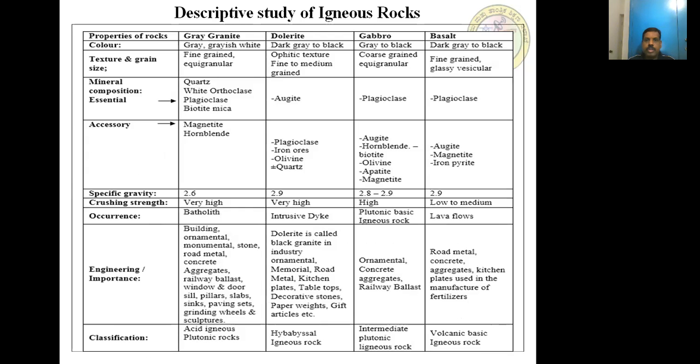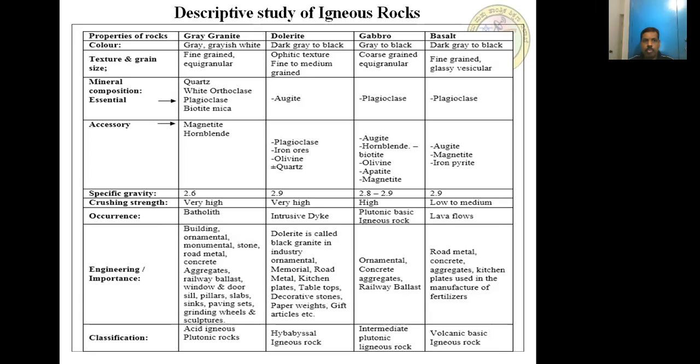So coming to the descriptive study of igneous rocks. Here we are going to study different rocks and their physical properties. So first, coming to granite. Granite, when it comes to color, is leucocratic. That means it is normally whitish or light in color, so we call it leucocratic. Texture: granite normally shows fine grain texture and equigranular texture.